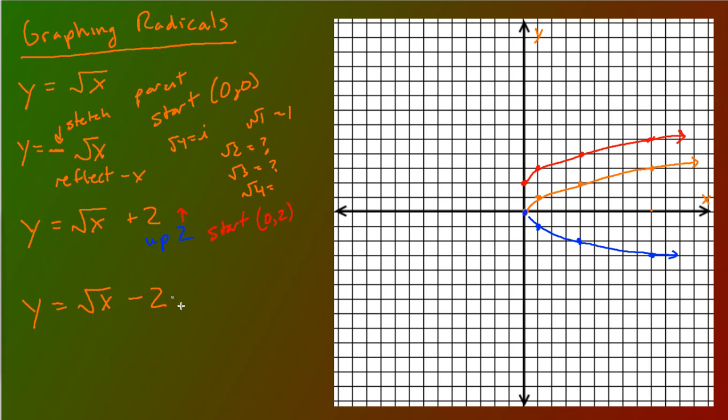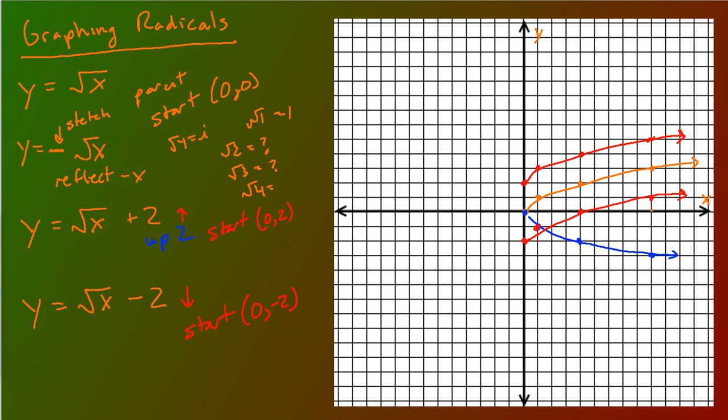This next one is -2 on the outside, so that means I'm going to go down 2. So I'm going to start not at 0, 0, but 0, -2. So that's right here. If I go right 1, square root of 1 is 1. If I go right 4, square root of 4 is 2. If I go right 9, square root of 9 is 3. I went up 3. And there we have a bunch of these radicals graphed.